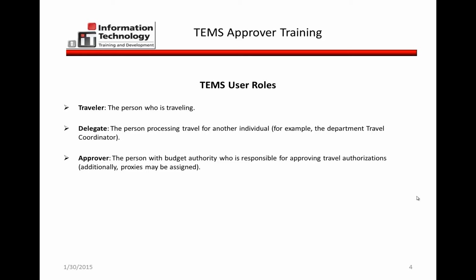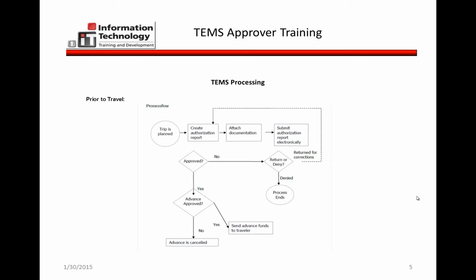There are several different user roles within TEMS. The traveler is the person who is traveling on university business. The delegate is the person who's processing travel for another individual, for example, the department travel coordinator. And the approver is the person with budget authority who's responsible for approving travel authorization and expense reports. Additionally, TEMS has the ability for you to identify a proxy to act on your behalf if you're not available. We'll get to that later on in the training.